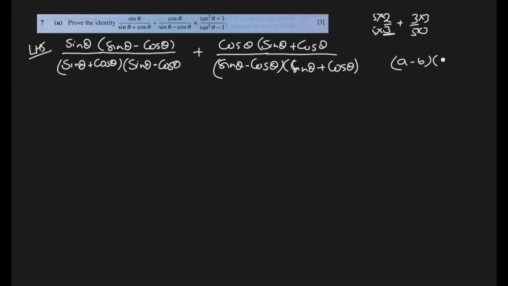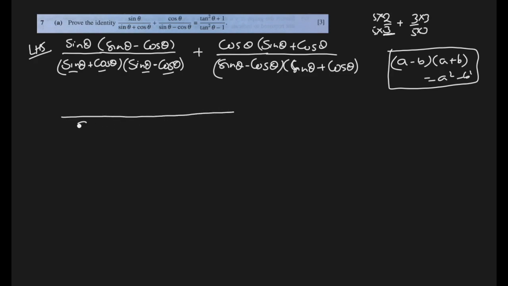In previous questions, a plus b times a minus b was a square minus b square, right? This is the identity we used in one of the questions. Same we are going to use here. It is in a plus b, a minus b format, so the denominator will be sine square theta minus cos square theta. That's it. If I multiply these two, and these two will give me the same thing.